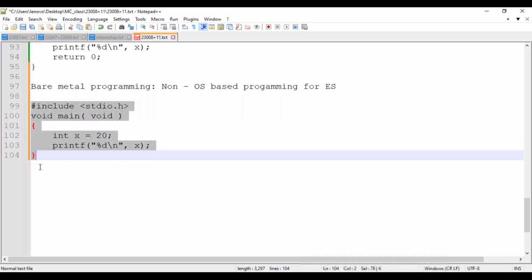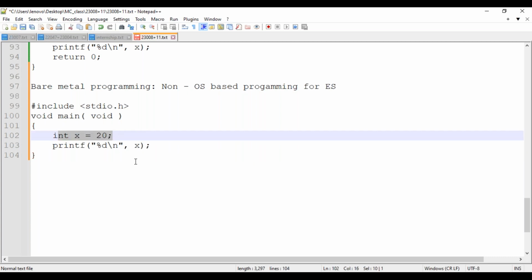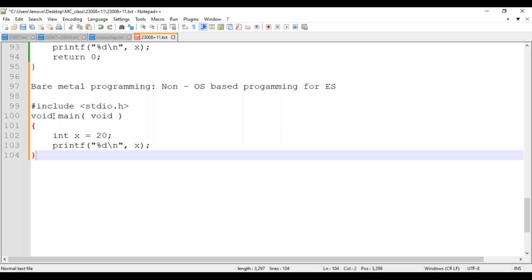Even at this point of time, my focus is still to print the value of x, which is 20. Now, the question is, where can I print this value 20? First of all, you tell me, I have written this program. Where am I going to execute this program?